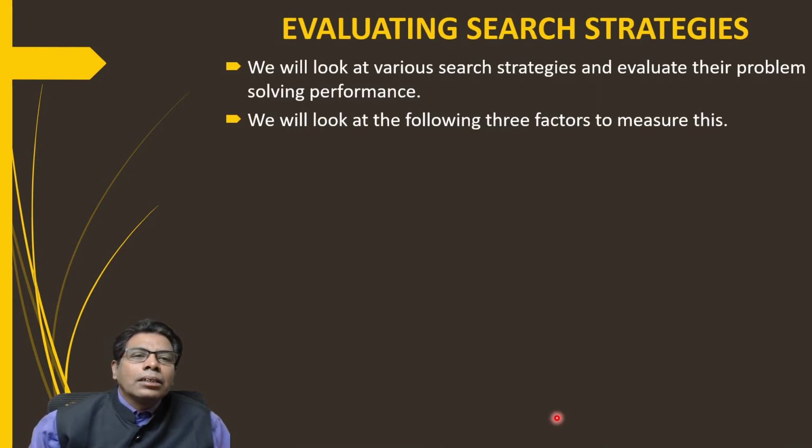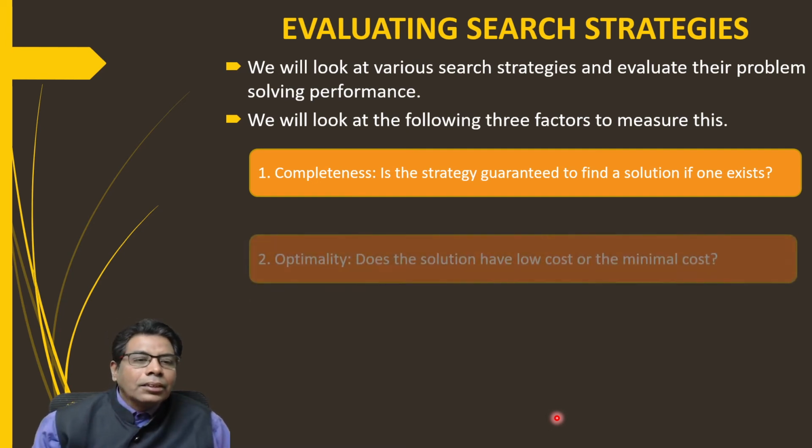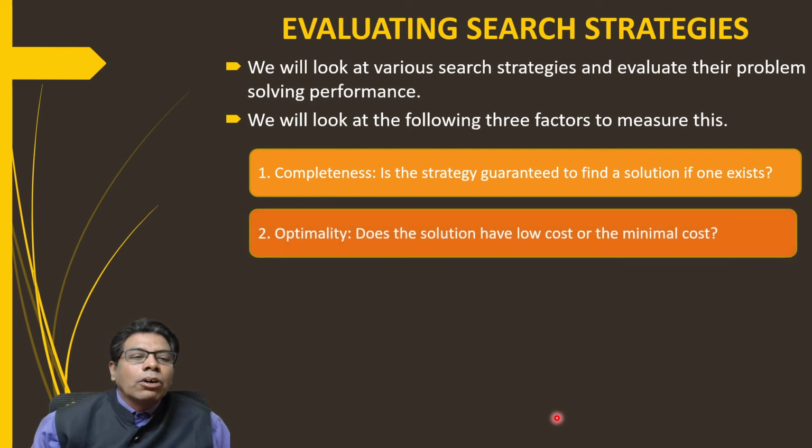Then how to evaluate the search strategy. So we'll look at various search strategies and evaluate their problem solving performance. So we'll have to make use of these three factors. First is completeness. So is the strategy guaranteed to find a solution if one exists? So that means here the strategy should guarantee that we'll get a solution if there is a solution. That is completeness.